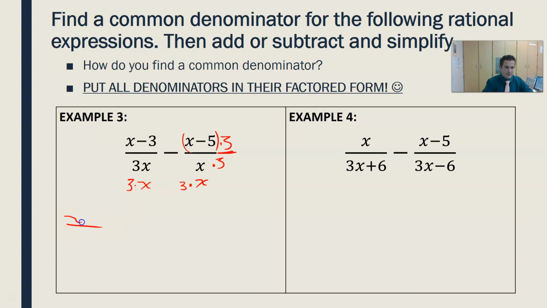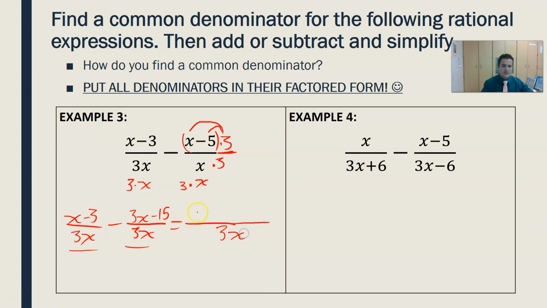Okay, let's write this out. I have x minus 3 over 3x right here, minus, and if I multiply by 3 on the bottom, I get 3x. When I multiply by 3 on the top, if I distribute that in, I get 3x minus 15. Okay, now I do have a common denominator, so the denominator when I subtract these is going to stay the same. And then the numerator, or the top of this fraction, I'm going to subtract. So I have x minus 3 minus 3x minus 15.